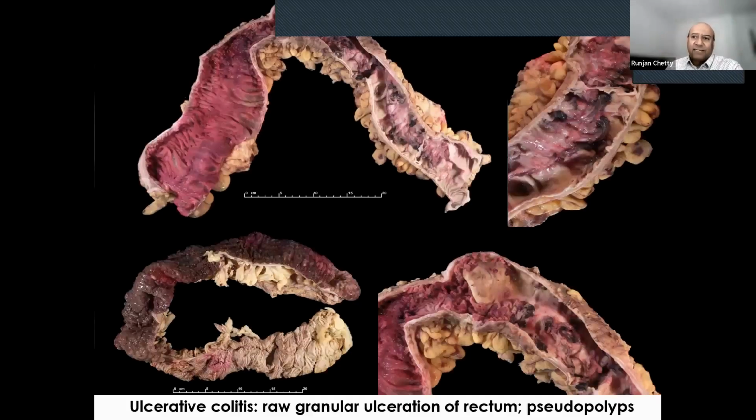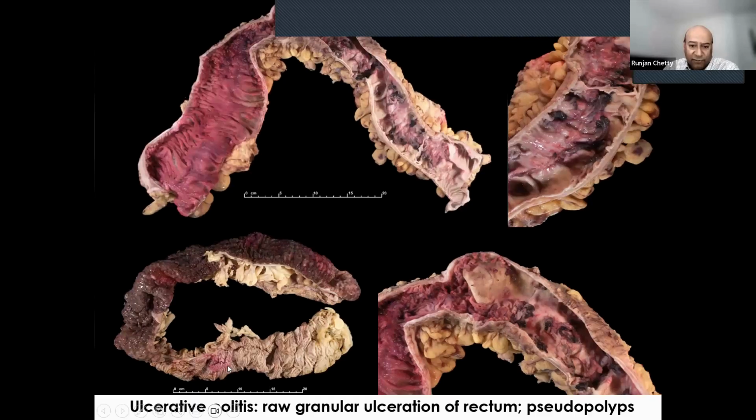And I think if one pays enough attention to the gross examination of these specimens, and indeed any specimen, it really makes microscopic interpretation that much easier. I think the importance of grossing or trimming of specimens is undervalued in training today. And I think if trainees spent more time on this, it would certainly make microscopy that much easier.